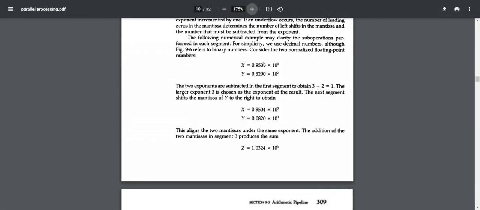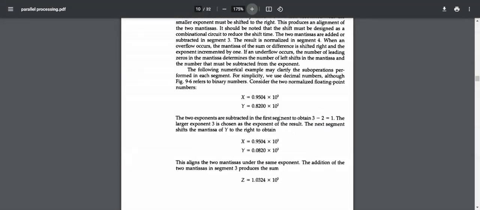On real ground, x and y can look something like this. x equals 0.9504 multiplied with 10 to the power 3, y equals 0.8200 multiplied with 10 to the power 2. Now, if you want to add x and y mathematically, you cannot do it directly. Why? Because in the exponent section, for x it is 3 and for y it is 2. That means x and y are not aligned. So first you have to align them, then you can add the mantissas and multiply with the aligned exponent. That is the idea if you want to do this using pen and paper.